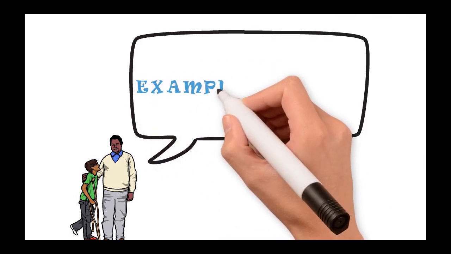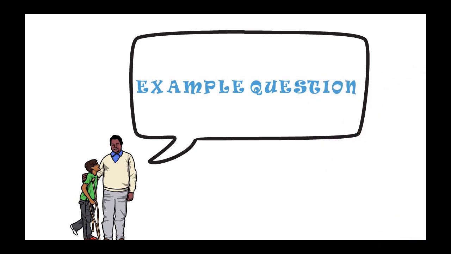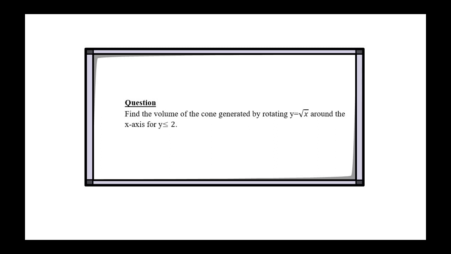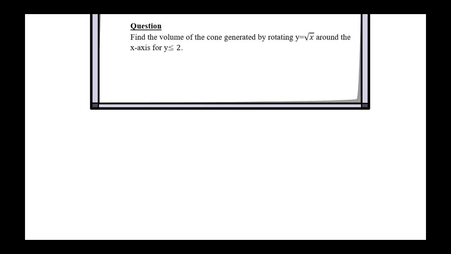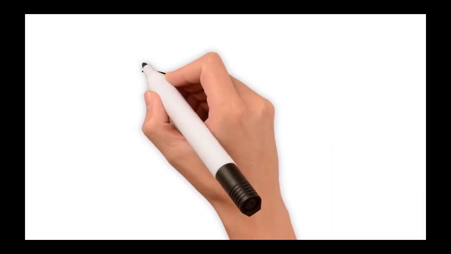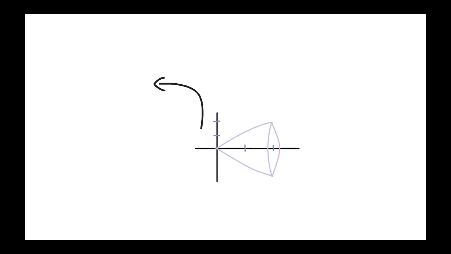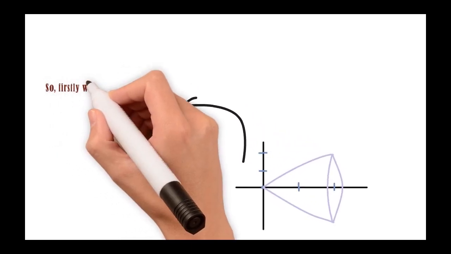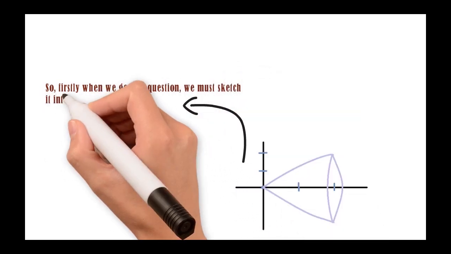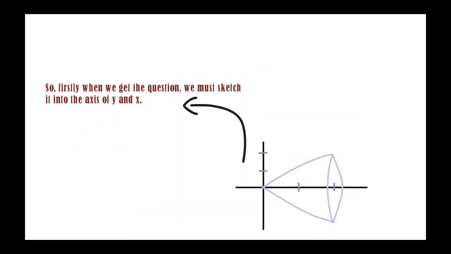So, this is the question. Find the volume of the cone generated by rotating y equal to square root of x around the x-axis for y less than or equal to 2. First step, we need to draw based on the information given. We must sketch it into the axis of y and x.